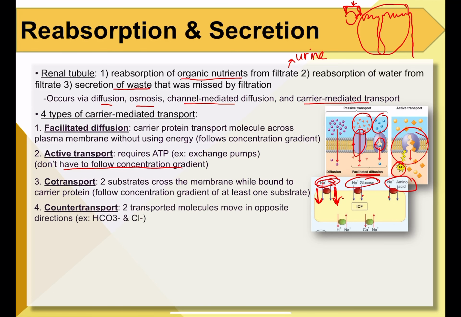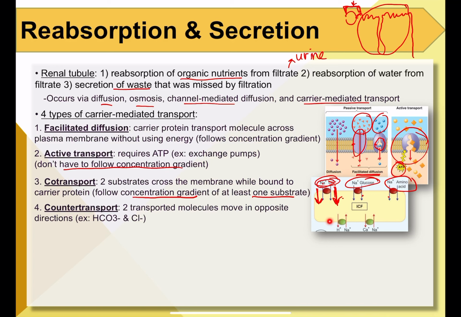Now, sometimes you just need to follow the concentration gradient of at least just one substrate. Let's say you have a very little bit of glucose on one side and a lot of sodium ions on the other side. It doesn't matter. As long as one of them follows the concentration gradient, you don't need ATP for this type of co-transport.